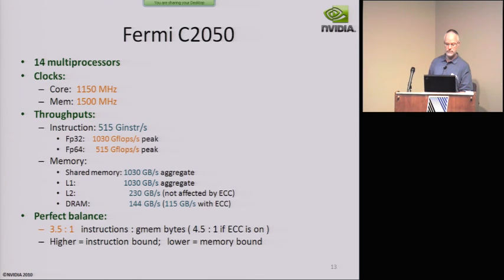Instruction throughput, 500 giga instructions per second, and that enables over a teraflop of single precision with the multiply add instruction, and half a teraflop of double precision. And these are numbers that are pretty reachable with real code. You can actually get this kind of throughput with distinct data.